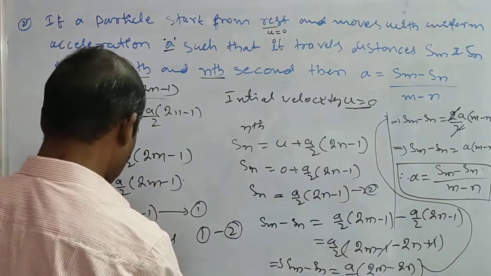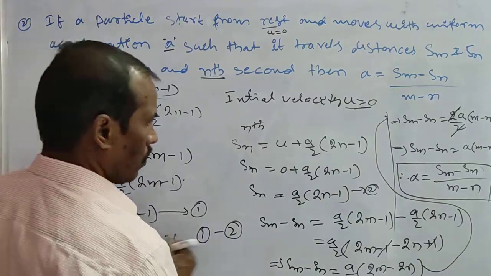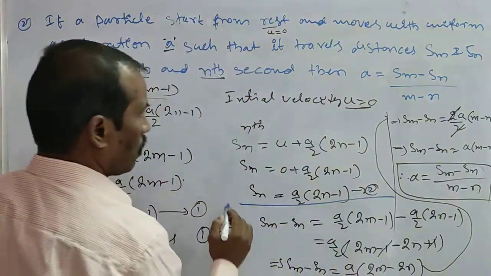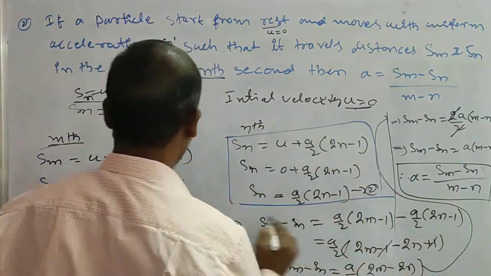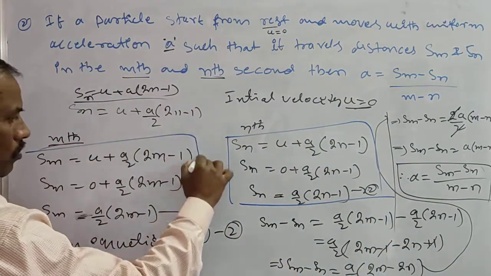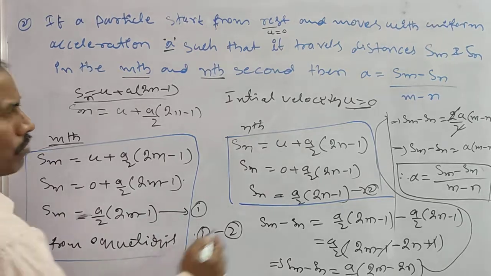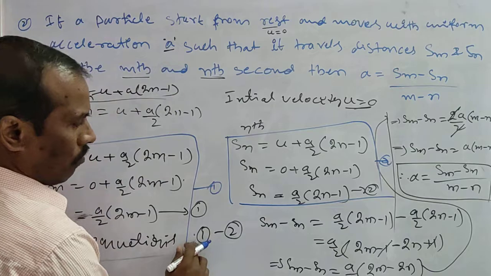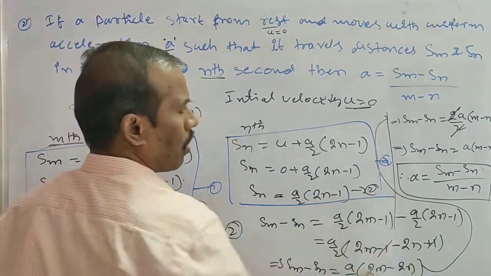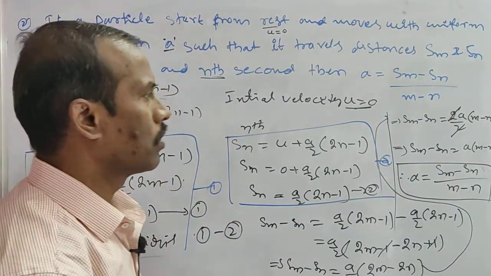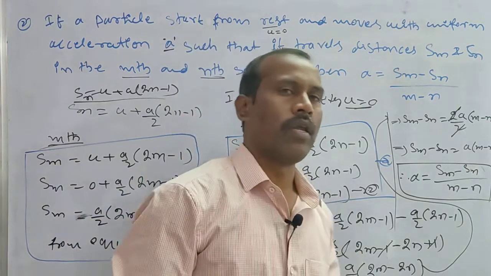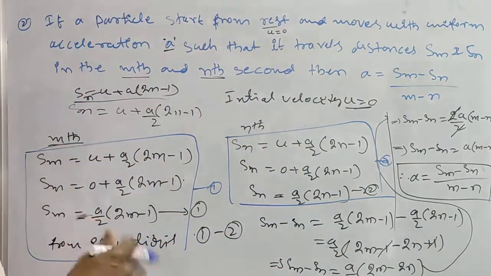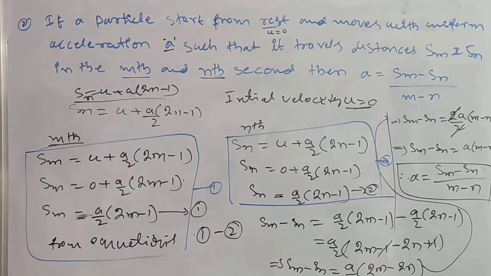This term is equation 1, this term is equation 2. This is equation 1, this is equation 2. So this is 1 minus 2, simplify. Finally the uniform acceleration of the particle a is equal to Sm minus Sn by m minus n. Now this is a question. After some problems explained with this formula, next question, note this one first of all.